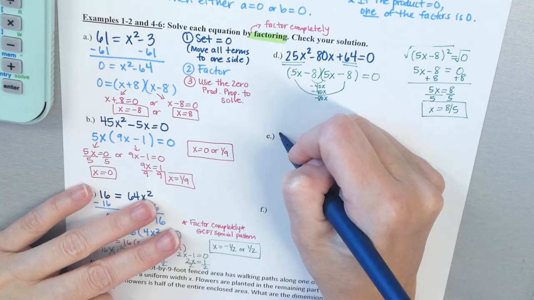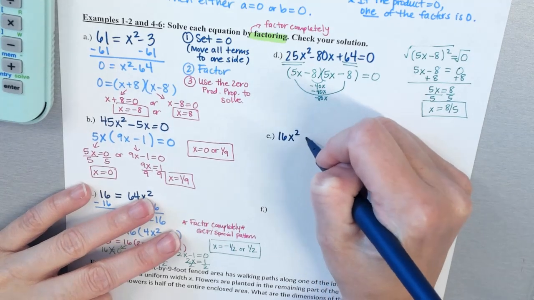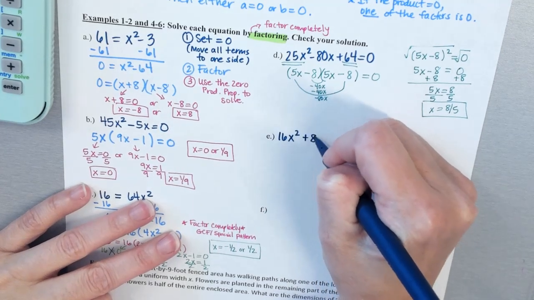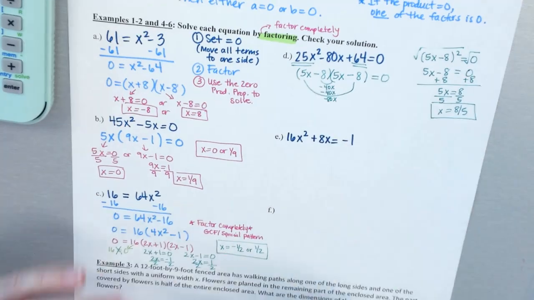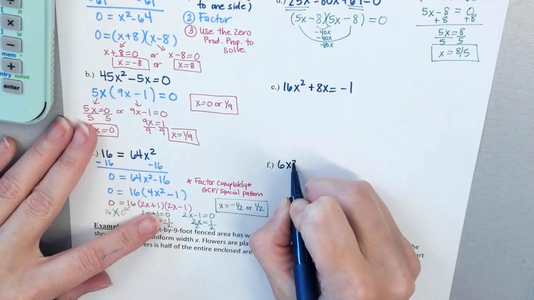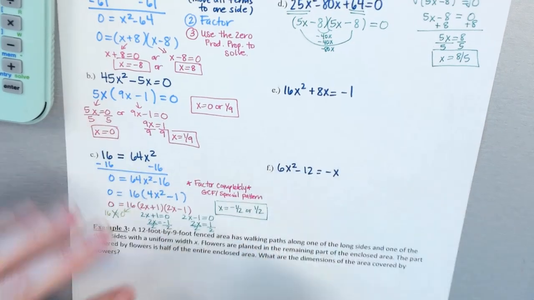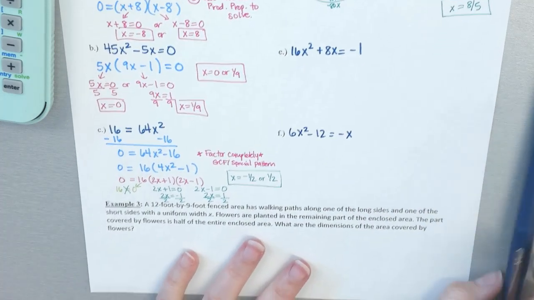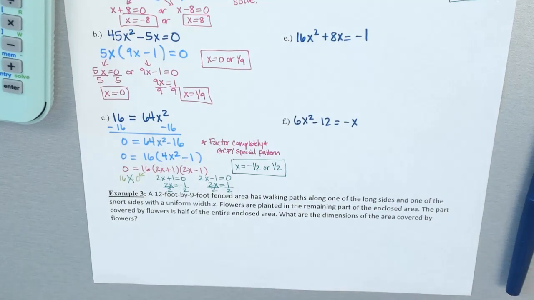All right. So the next one, we have 16x squared plus 8x equals -1. I want you to do that one, and I want you to do F. Okay, so I'm going to come around and help you guys out. I don't just want you sitting here staring at the problem. We need to make sure we're trying to factor this. Okay, take another minute to finish it up.